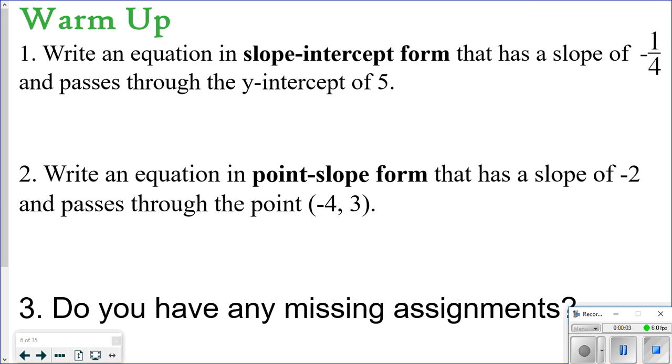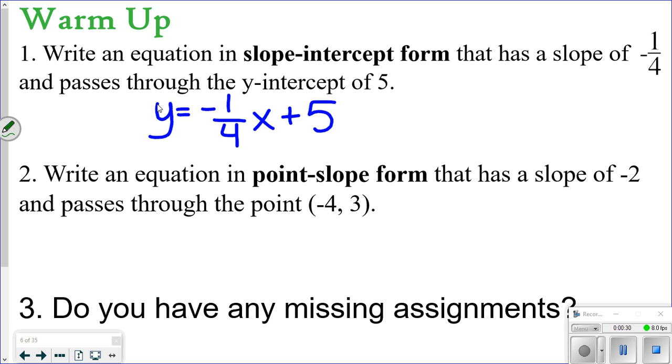Write an equation in slope-intercept form that has a slope of -1/4 and passes through the y-intercept of 5. So y equals mx plus b. So y equals, m is my slope, which is -1/4, x plus b, and 5 is my y-intercept.